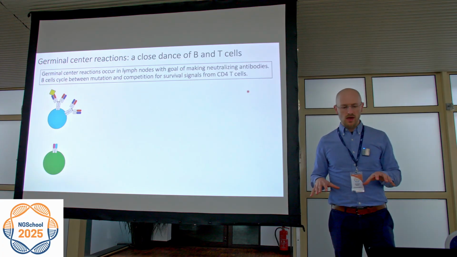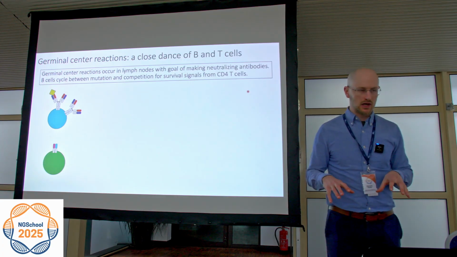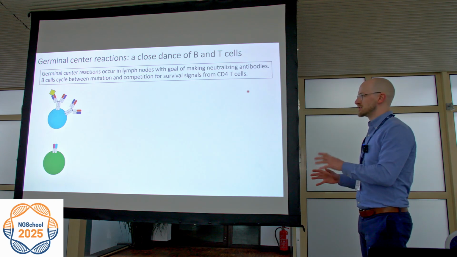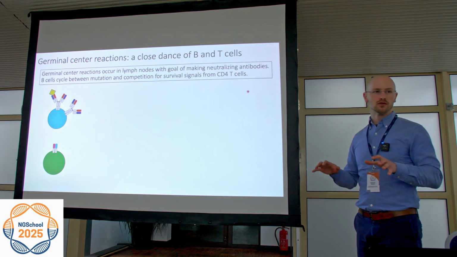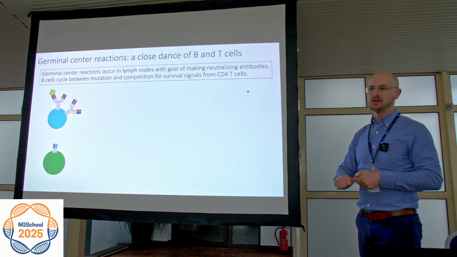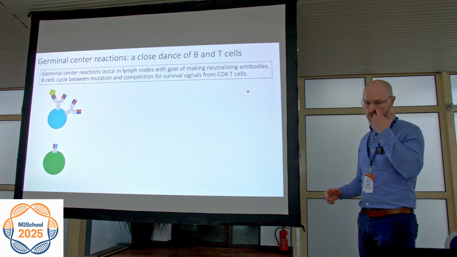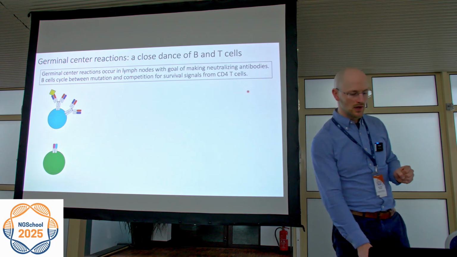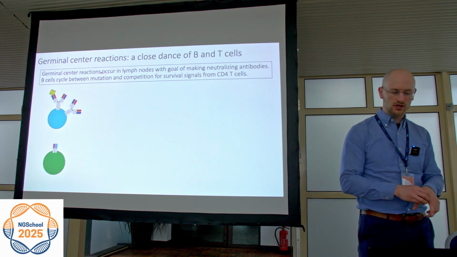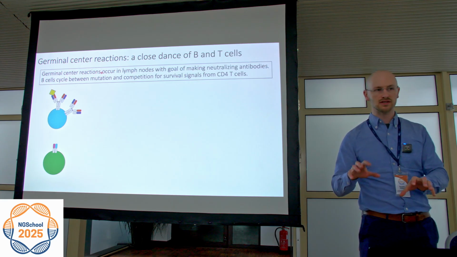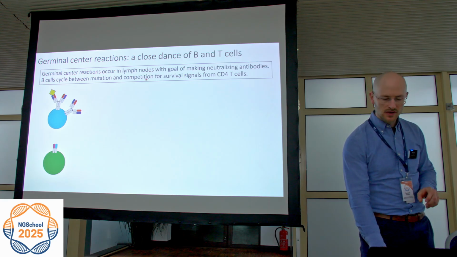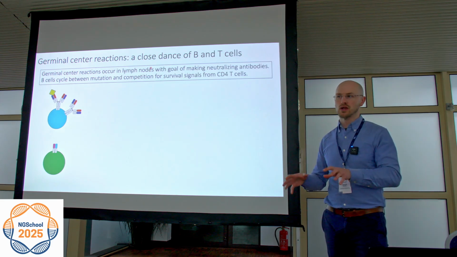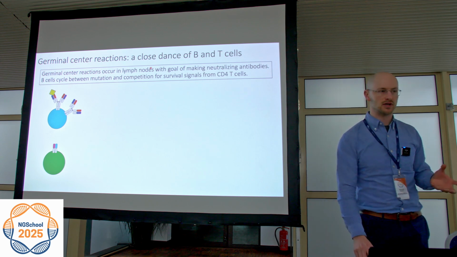Now, there are a lot of ways that T cells and B cells work together to create an immune response. But I think one of the most illustrative of how the adaptive immune response requires both TCRs and BCRs to work together to mount an effective response is in what are called germinal center reactions. So these are reactions that occur between B cells and T cells and dendritic cells. Typically, they happen within lymph nodes, and they have the goal of creating neutralizing antibodies against a particular antigen.